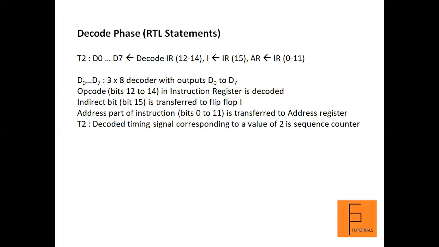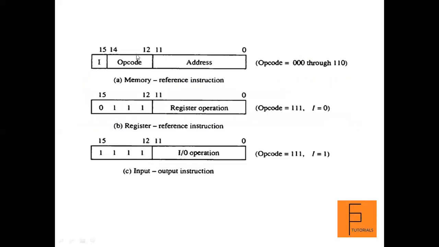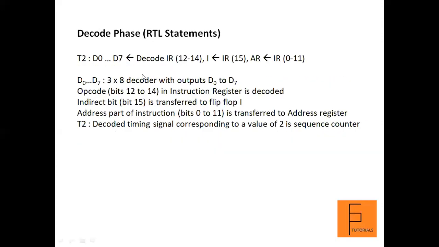output instruction. And if the decoder output happens to be anything between 000 to 110, like we can see here, it is interpreted as a memory reference instruction. So that's how you will be able to find out whether the instruction is a memory reference instruction, a register reference instruction, or an input output instruction.